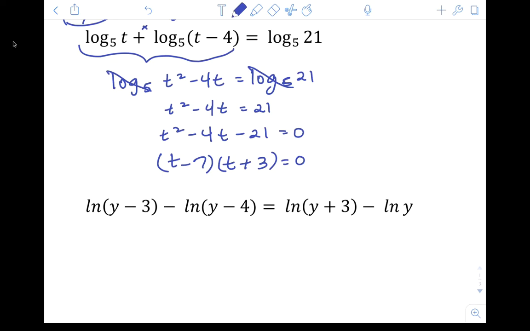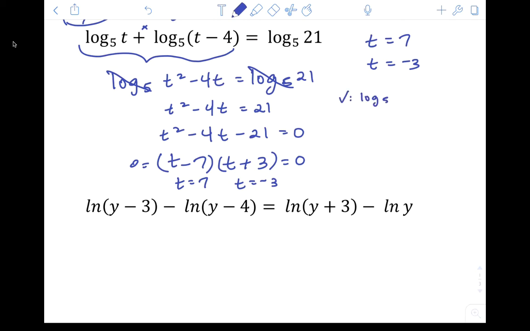So the factors of negative 21 that give me negative 4 would be negative 7 and positive 3. We set those equal to 0 and solve. So t equals positive 7 and t equals negative 3. So now the question is, which one is going to work? Which one is not? Or, in an interesting twist, will they both work or will they both not? You won't know until you check them. So let's check the 7.